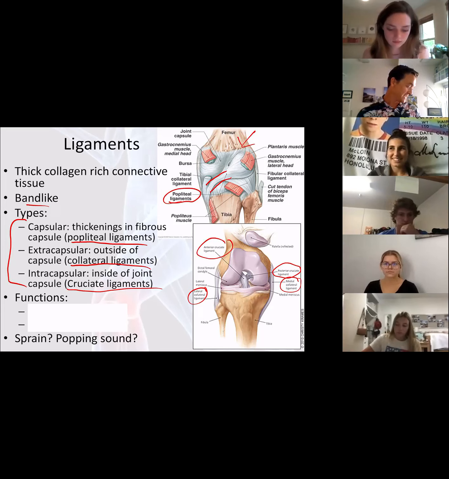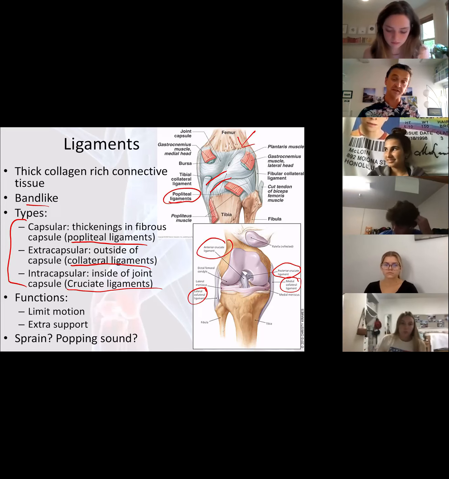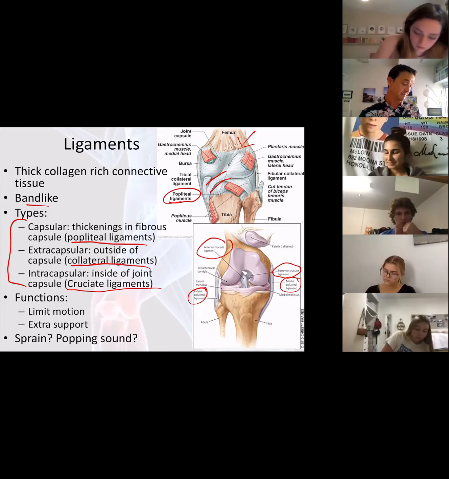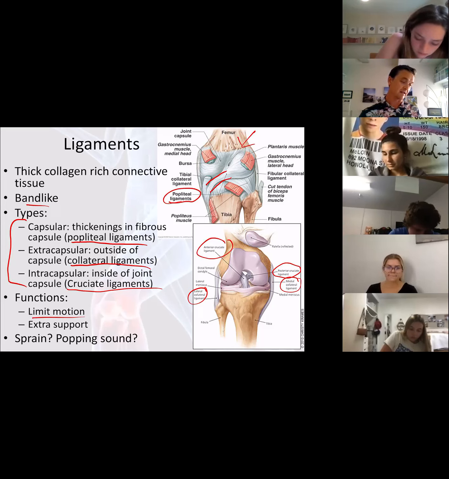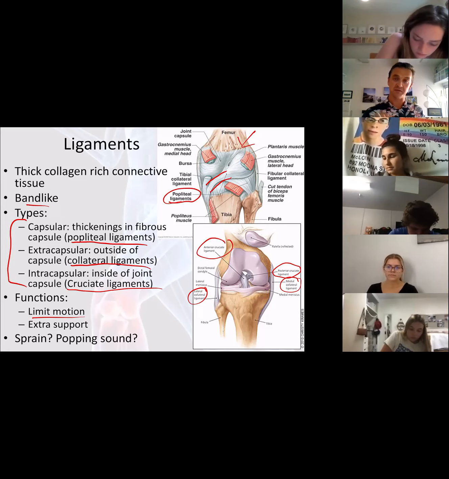Yeah, so those are just the 3 categories of ligaments and some different examples of each. Okay, so what are the functions of ligaments? They're literally to limit motion. Okay, they each have a specific motion that they limit. Okay, so the ACL, we'll talk more about next time. It's a little bit more complicated what that one limits.